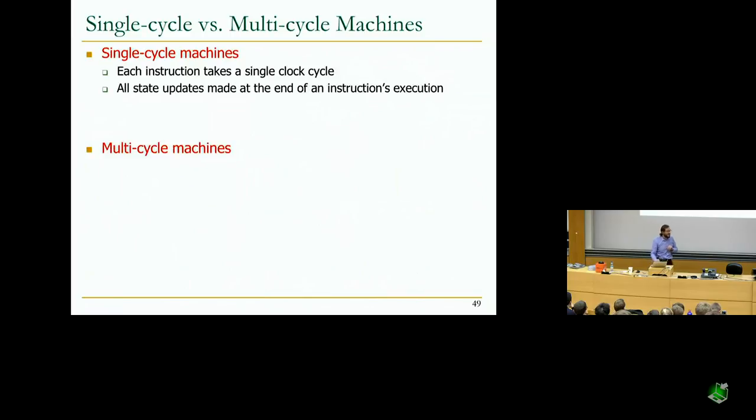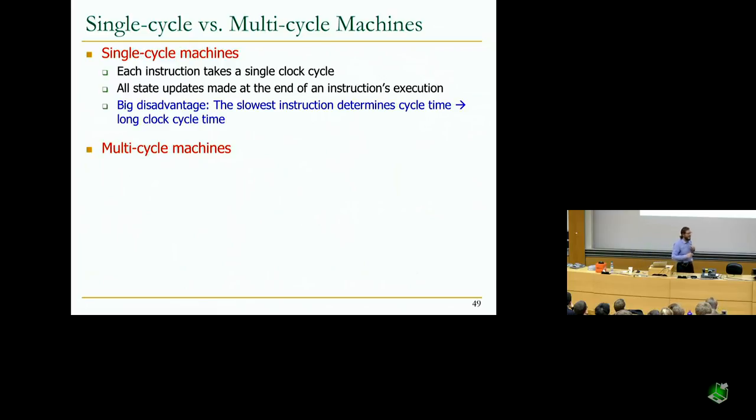So, as I said, in a single cycle machine, each instruction takes a single clock cycle. All state updates are made at the end of that clock cycle. So there's a big disadvantage, as we will see later on, but we're still going to cover this. The slowest instruction determines the cycle time. So you have a long clock cycle time. So if one instruction takes, I don't know, 1 million nanoseconds, versus another instruction takes 1 nanosecond, your clock cycle is determined by that instruction that takes 1 million nanoseconds. Probably not a good idea. That's why you don't see single cycle machines around today. You see multi-cycle machines, you see pipeline machines. But single cycle machines are a good way of understanding how to implement a data path.